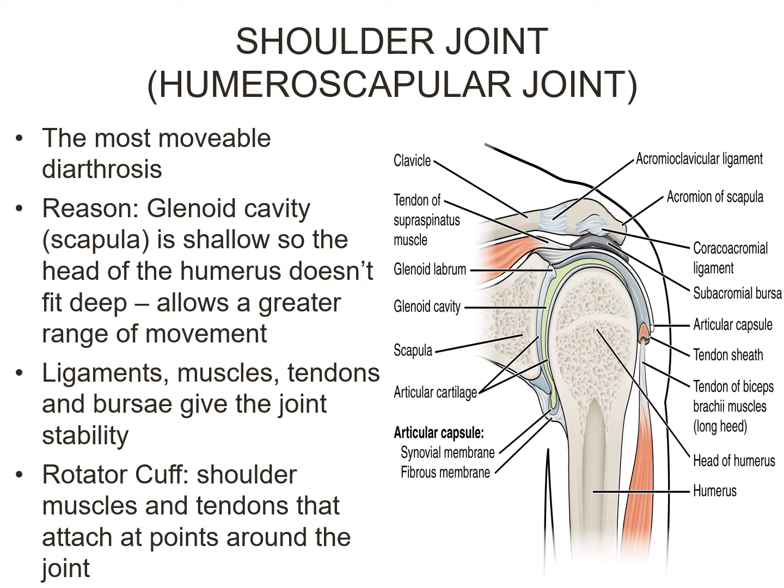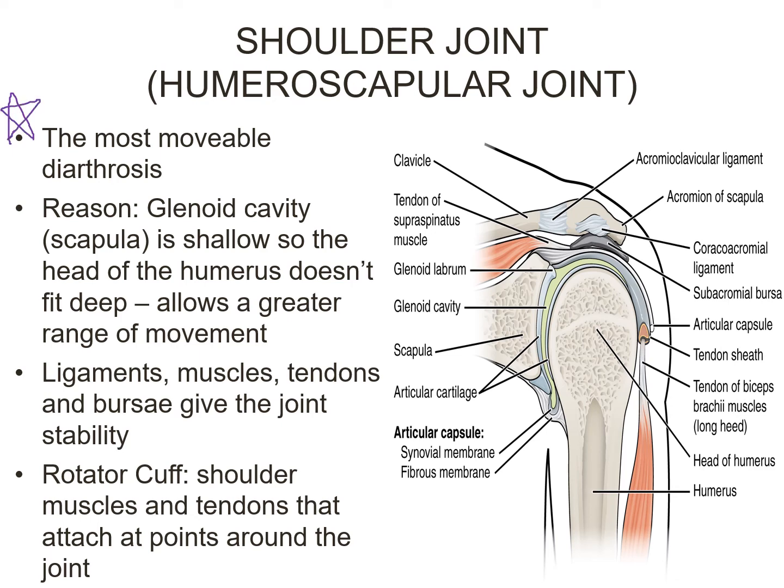Let's start with the shoulder joint, also known as the humeroscapular joint. Once again, it's just where the humerus meets that glenoid fossa or glenoid cavity of the scapula. So an important characteristic to know about the shoulder joint is this is by far the most movable diarthrotic joint.